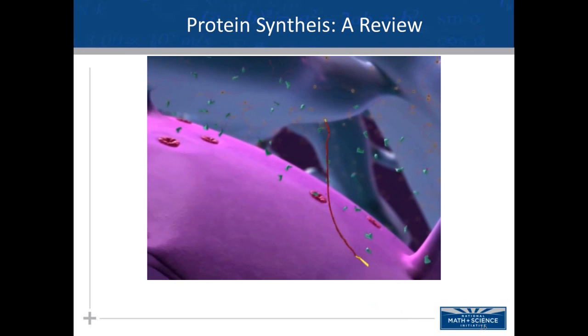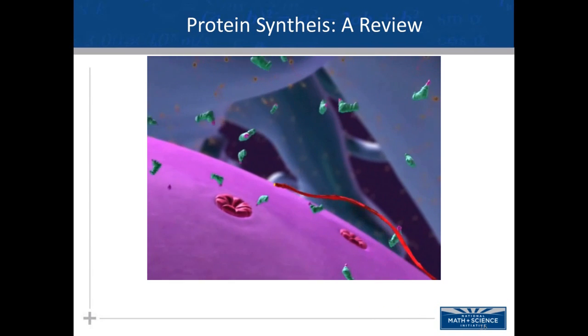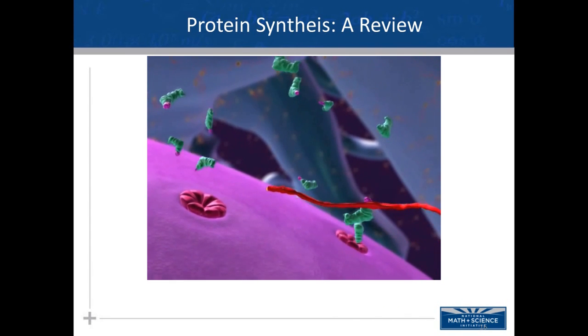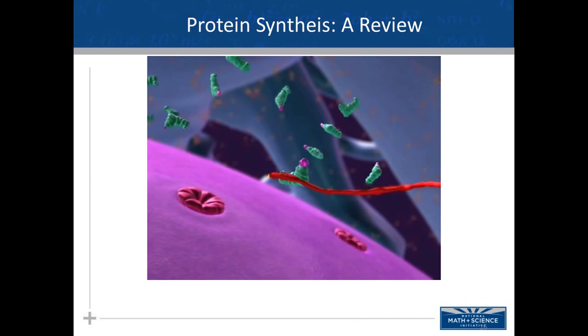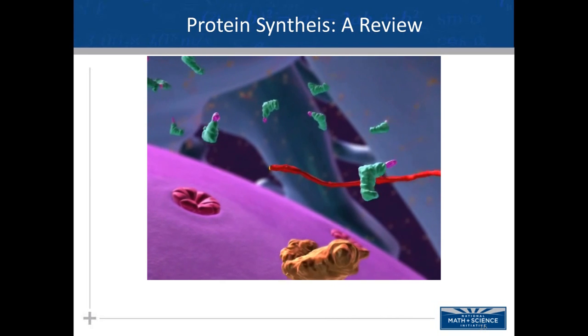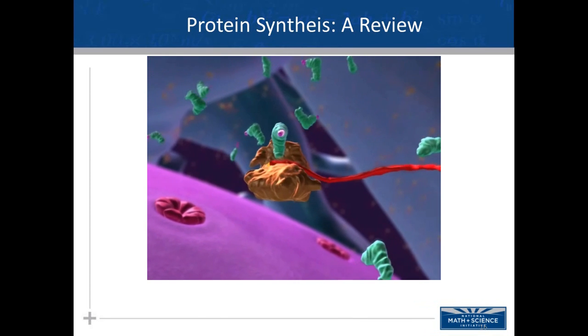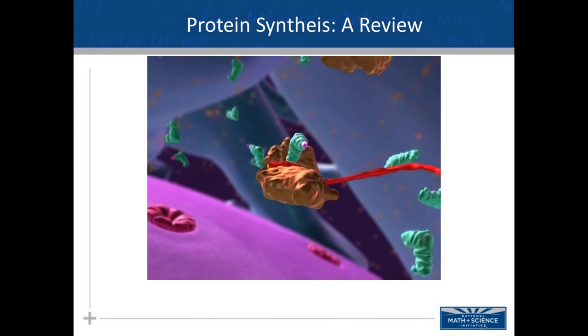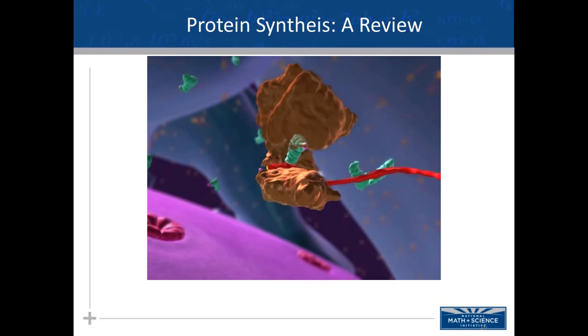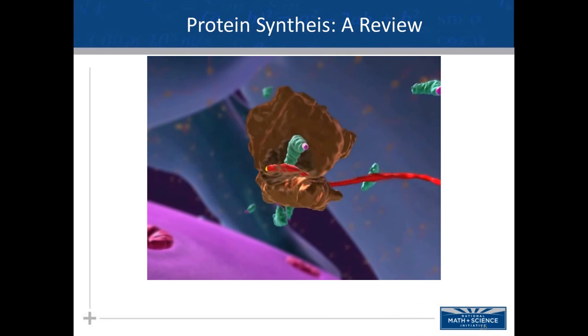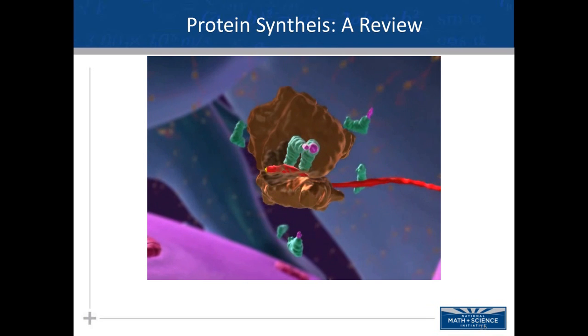The message in mRNA is translated into a protein in the cytoplasm. First, a transfer RNA, tRNA, arrives, carrying a specific amino acid. The small subunit of a ribosome attaches to the mRNA. Now, the large subunit of the ribosome attaches. A second tRNA docks, bringing another amino acid.